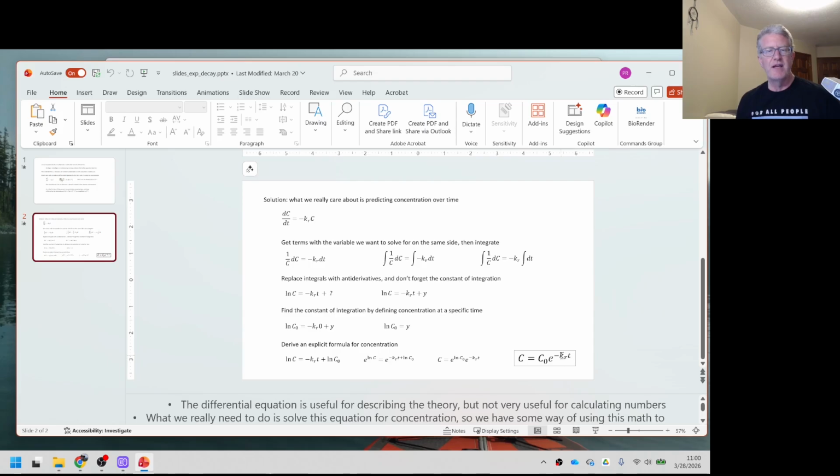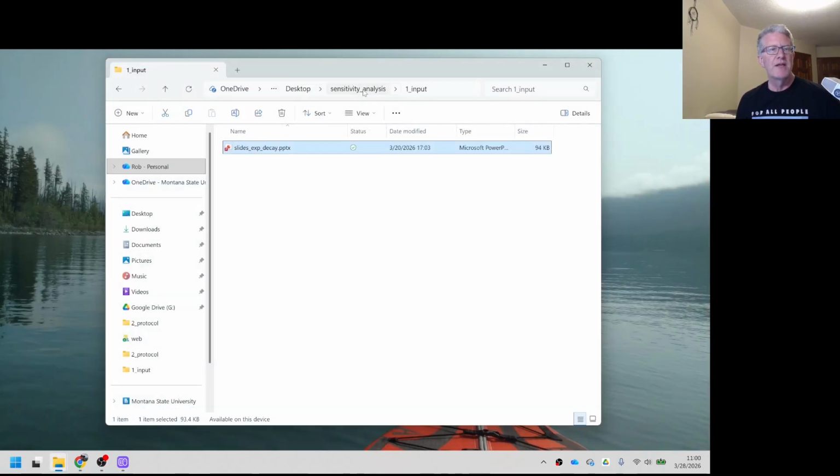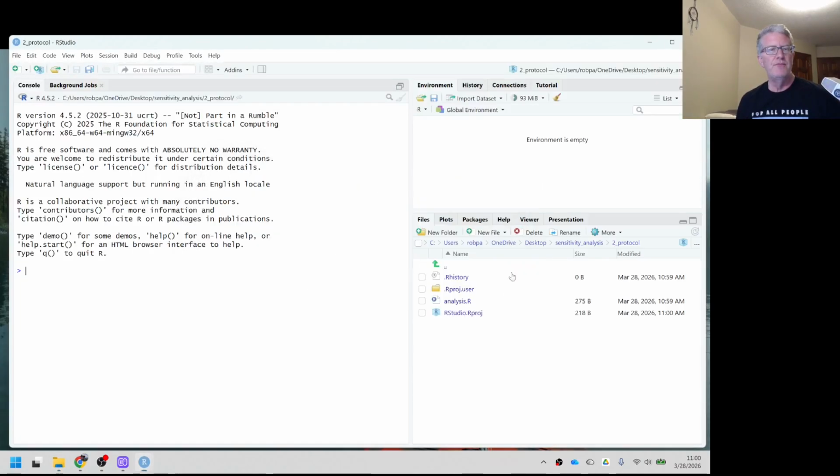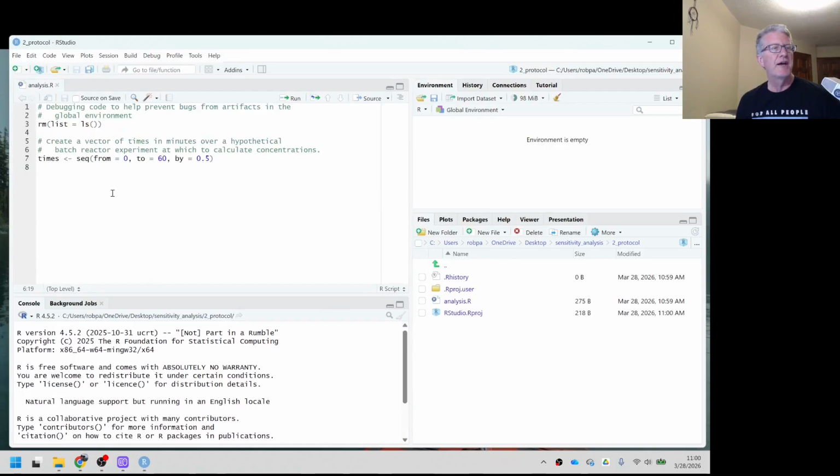And to do that, we'll need a couple of parameters. We'll need a reaction coefficient, this K sub R, and we'll also need the initial concentration at the beginning of the hypothetical experiment. So I can go back to our protocol folder, start up RStudio using the project file, and bring up the script that we started, analysis.r.